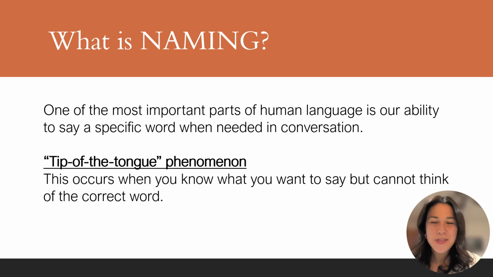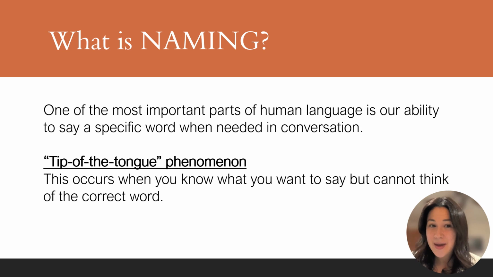So now that you know the neuroanatomy of language, let's get into some of the abilities of language. So naming is the first that we'll go over. Naming refers to our ability to say a specific word when needed in conversation, and this happens to be one of the most important parts of human language.